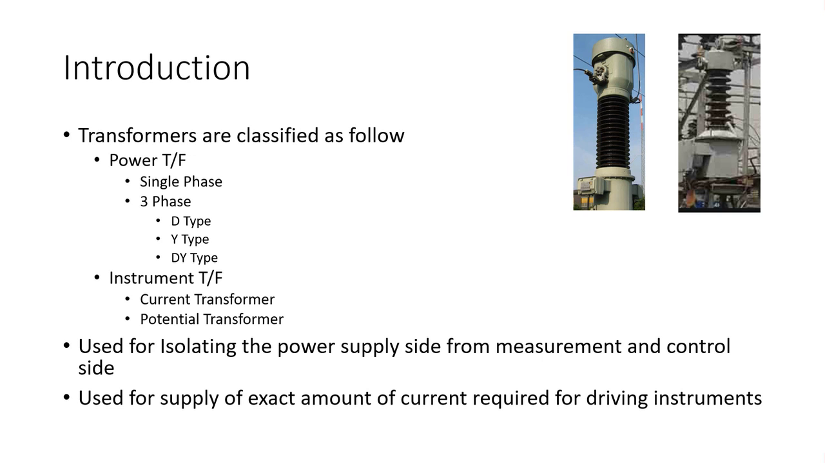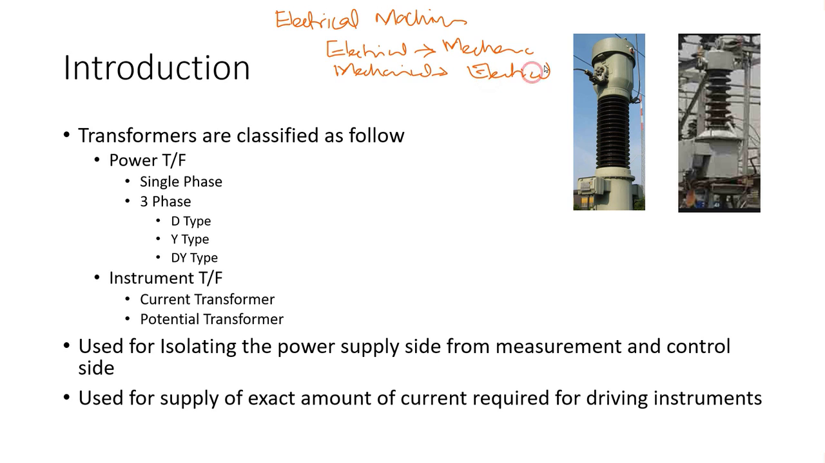Transformers are basically electrical energy to electrical energy converters. The main difference between this machine and other machines is that if we have electrical machines, they either convert energy from electrical to mechanical or from mechanical to electrical, but transformer converts energy from electrical to electrical.